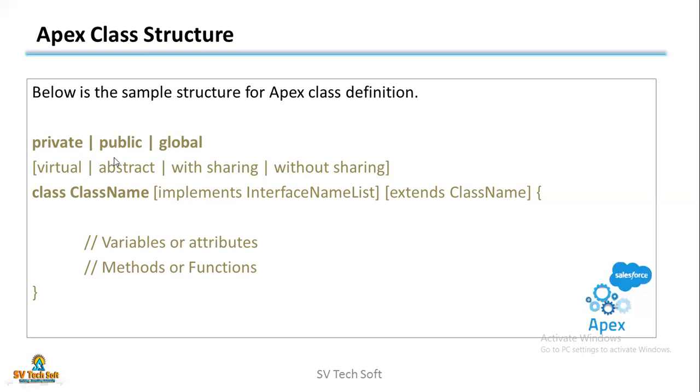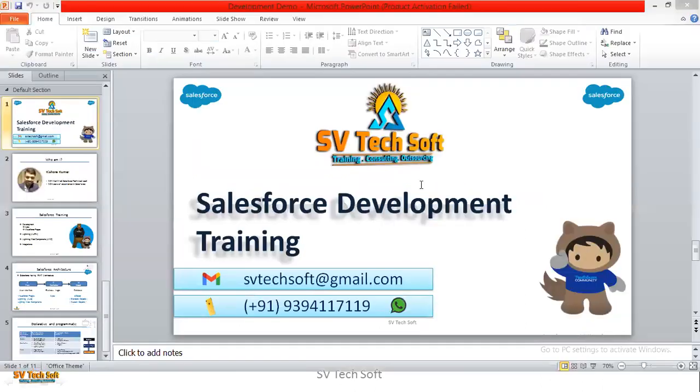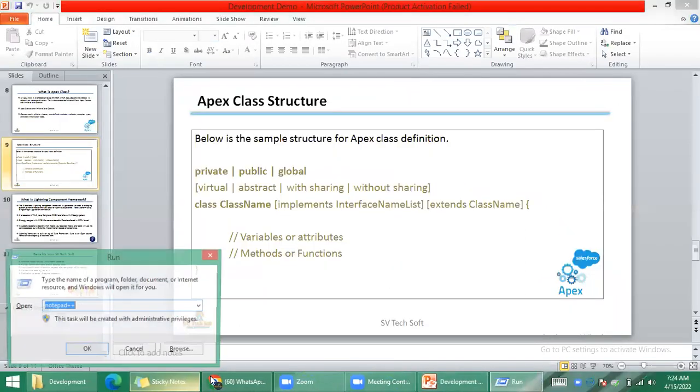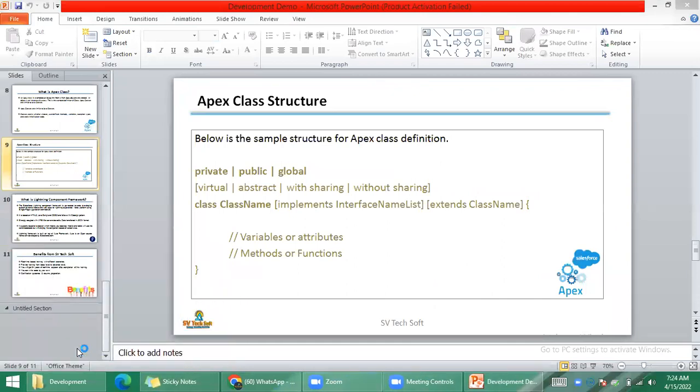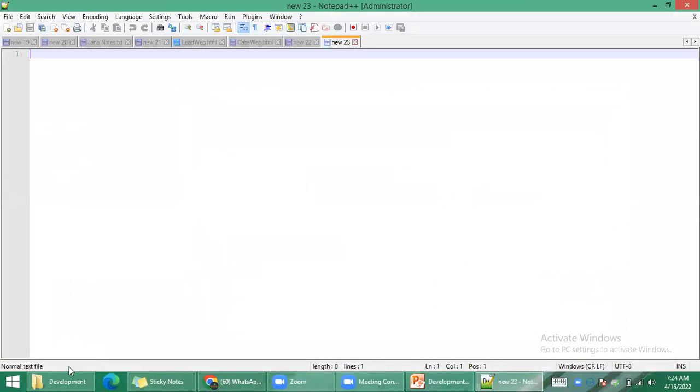We need to define the access specifier, then the keyword, either virtual, abstract, with sharing or without sharing. These are all optional, no need to define. Then class is a keyword, then the class name, which is a user defined name. Then come the interface or extends classes. That's it, simple. If you write any class, the class syntax looks like this.